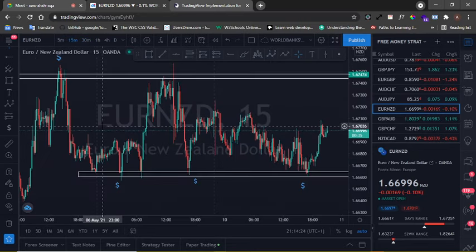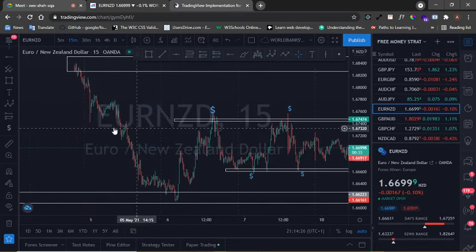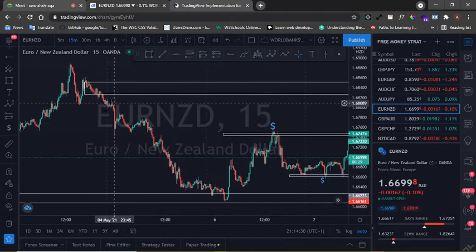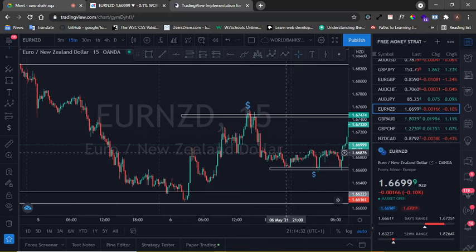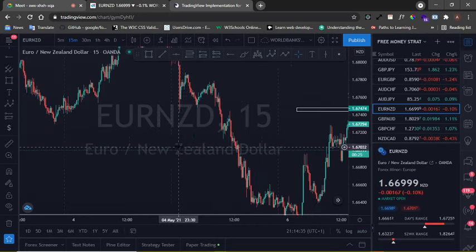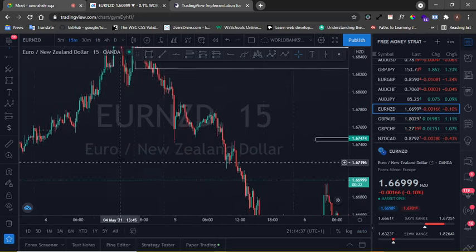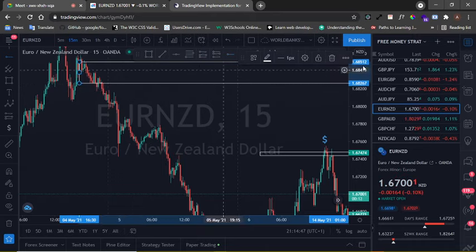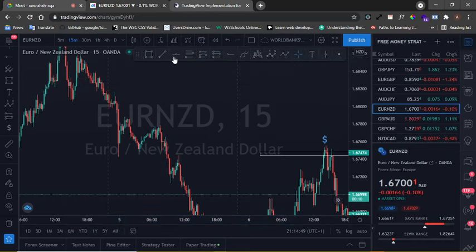I need a clearer one. I need a clearer OB. OB is order block. So what do we have here? Okay, nice. Now you can see there is an order block here. Let me delete this white rectangle. Now there's another block here.